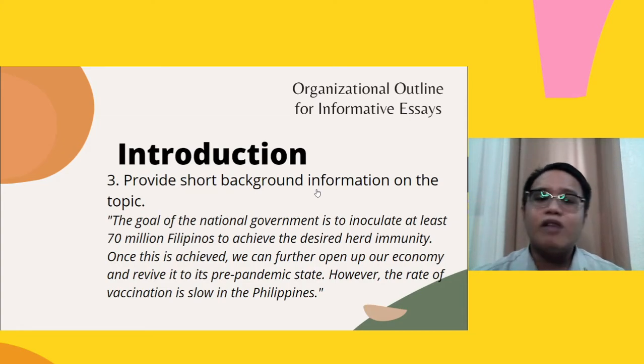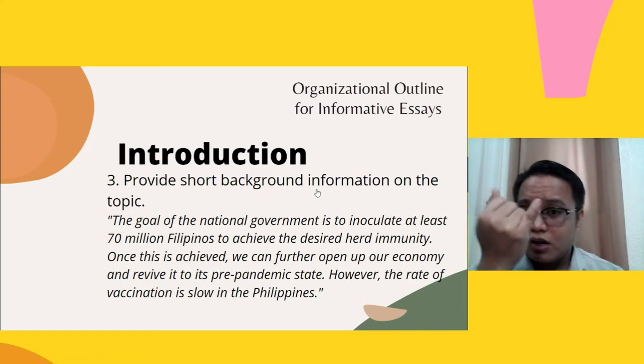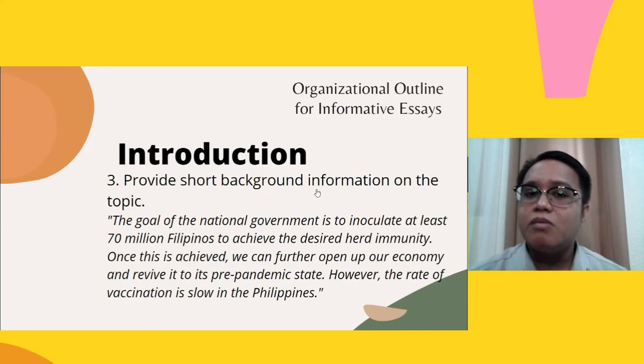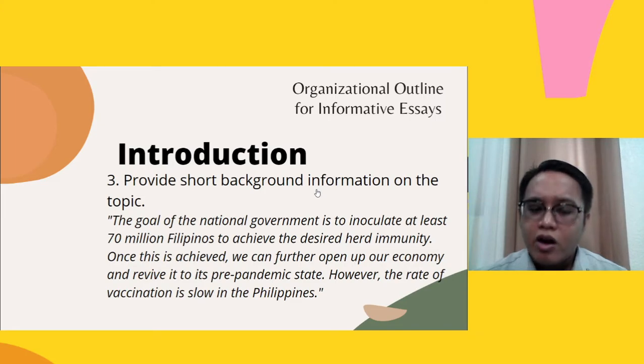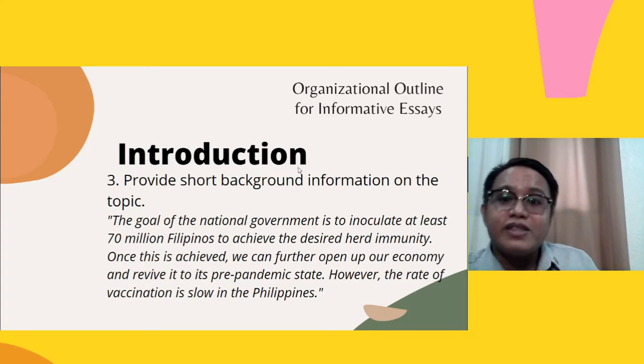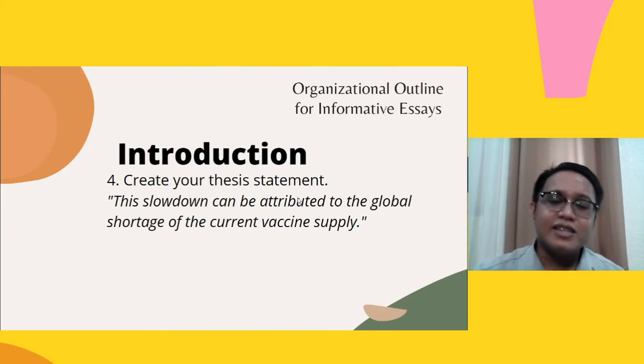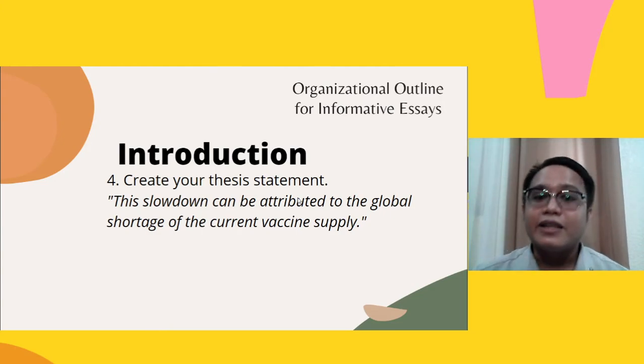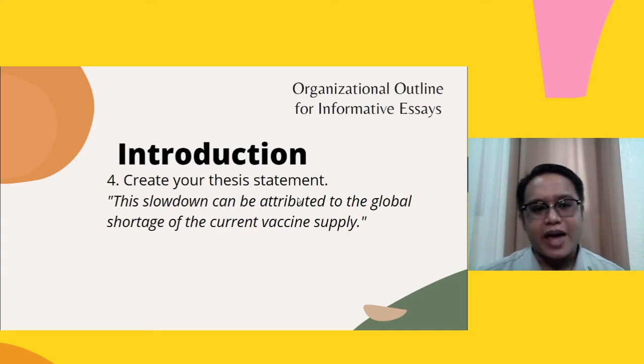The goal of the national government is to inoculate or to inject at least 70 million Filipinos to achieve the desired herd immunity. Once this is achieved, we can further open up our economy and revive it to its pre-pandemic state. However, the rate of vaccination is low in the Philippines. So you're trying to give a background information of the topic, and now we go to our thesis statement. And our thesis statement is, this slowdown can be attributed to the global shortage of the current vaccine supply. Okay?